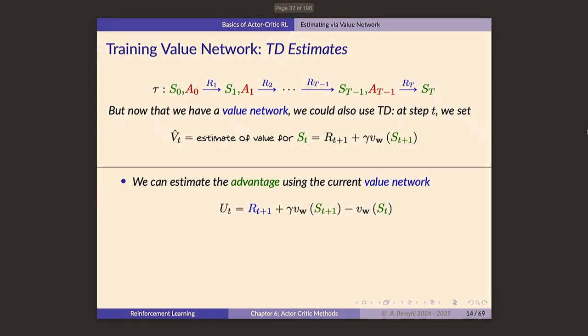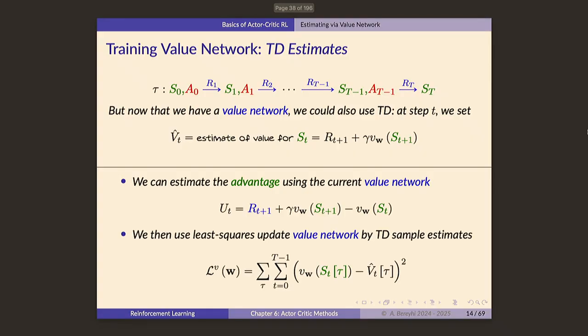But now you have this advantage, and the advantage is simply the same thing, so it's v hat as you see above, right? Minus the value of your current state, right? This is the advantage, right? And this was coming because we wanted to unbias our action value, right?